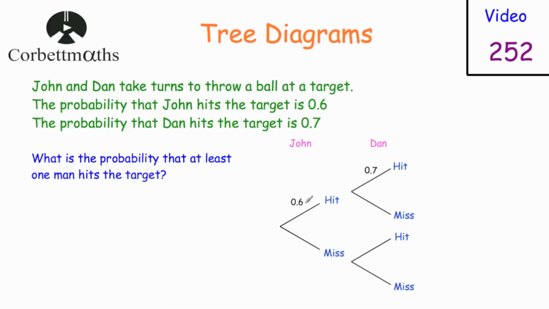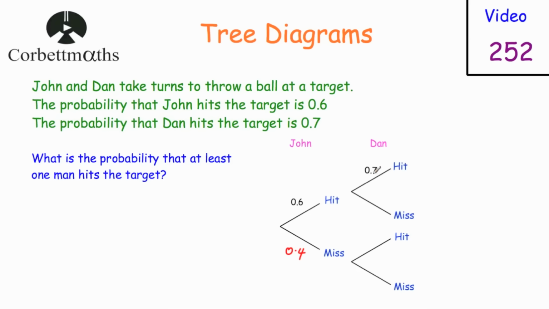Now the probability that John hits the target is 0.6. So let's work out the probability that John misses the target. Now it's certain that he does one of these 2 things. He's either going to hit it or he misses it. That means these 2 probabilities need to add together to be equal to 1. So if we want to work out this missing number, we're going to do 1 take away 0.6, and that would be 0.4. So these 2 probabilities we need to add together to give us 1.